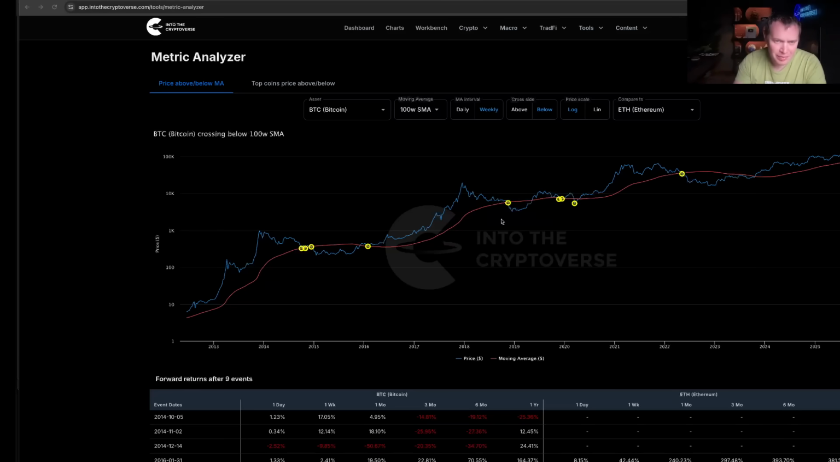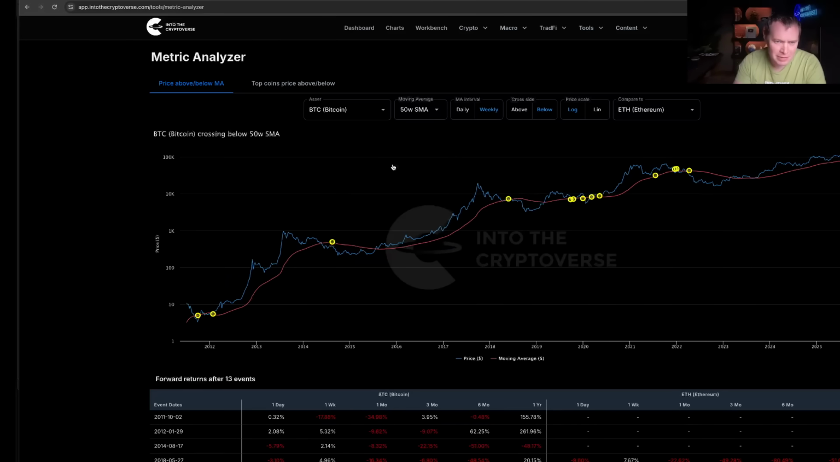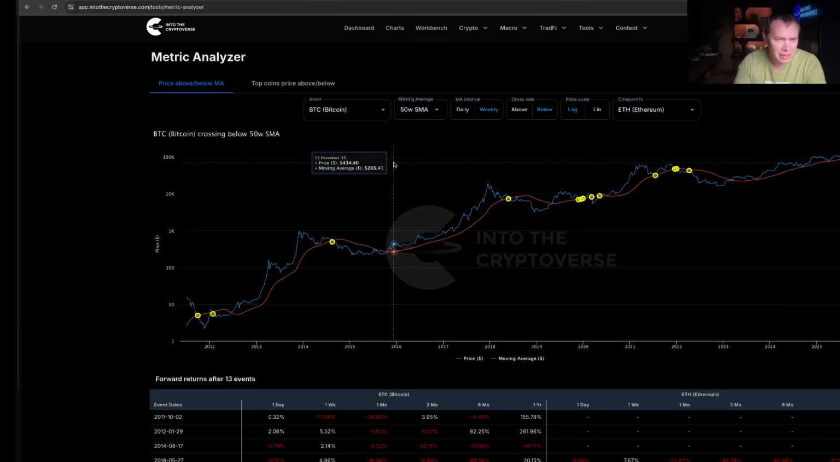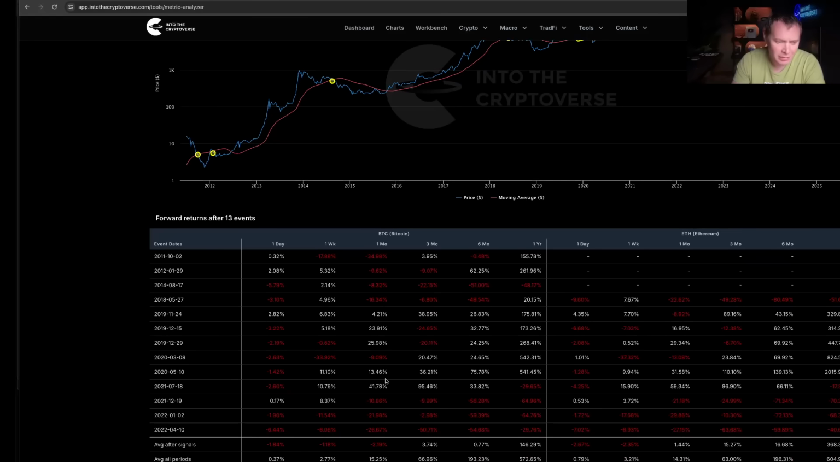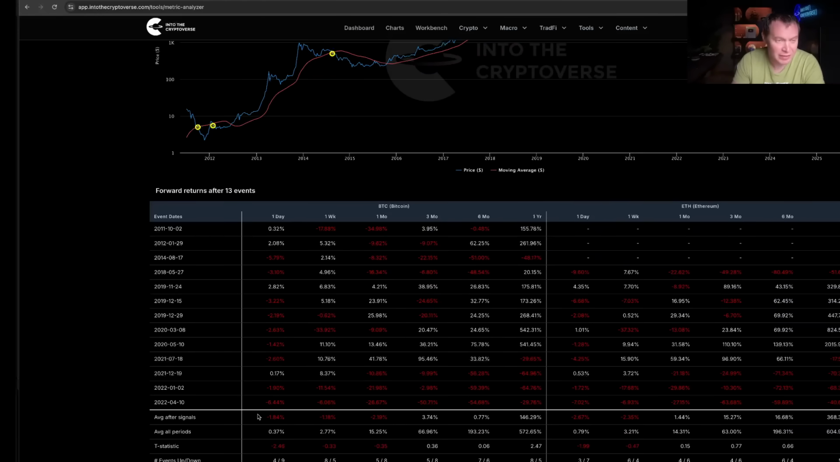Let's say that I want to know what happened every time in history the first time Bitcoin got a weekly close below the 50-week SMA. You can do that and see what the ROI was 1 day later, 1 week later, 1 month, 3 months, 6 months, and then 1 year. And then it'll give you the average, the statistics, and the significance.